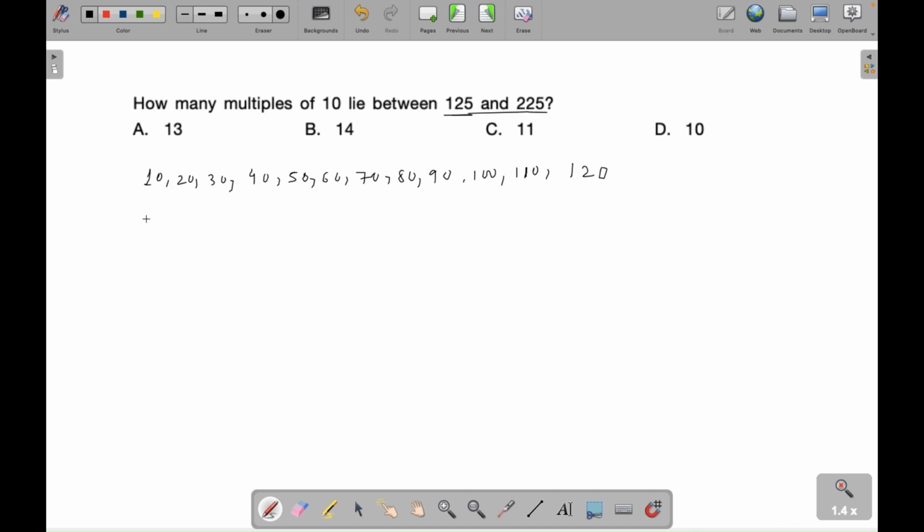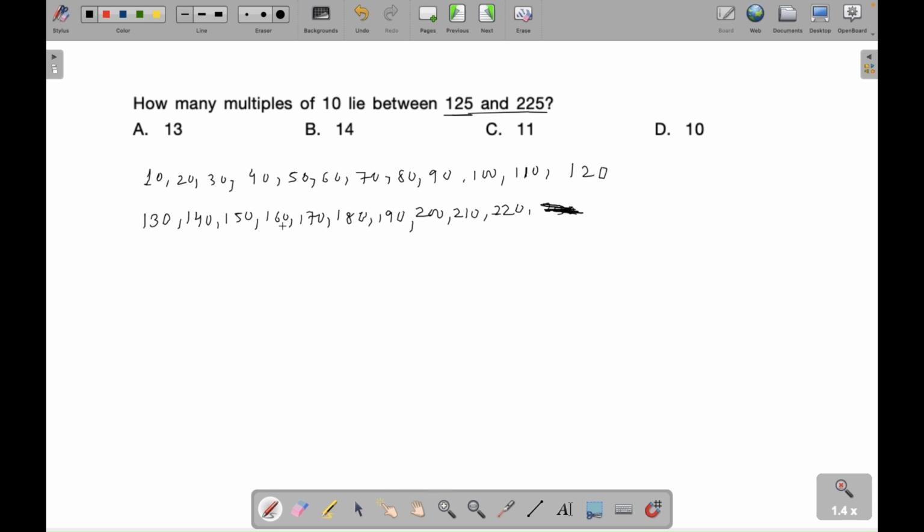So we'll start from 130. 130 is one that is greater than 125 but less than 225. Then we'll have 140. Then we'll have 150. So we'll keep going. 160, 170, 180, 190, 200, 210, 220. Where do we stop? When we see that the next multiple is greater than the number we are given. So the next multiple becomes 230. We'll not write 230 because it is greater than 225, which means it does not lie between 125 and 225. So these are the only multiples of 10 that lie between 125 and 225.